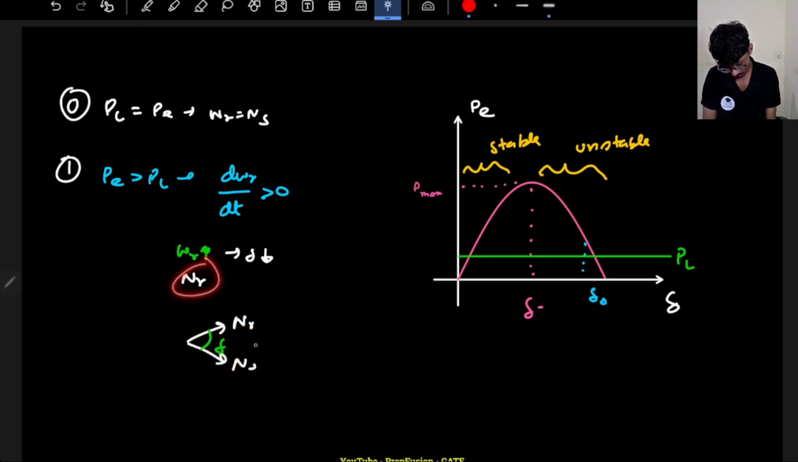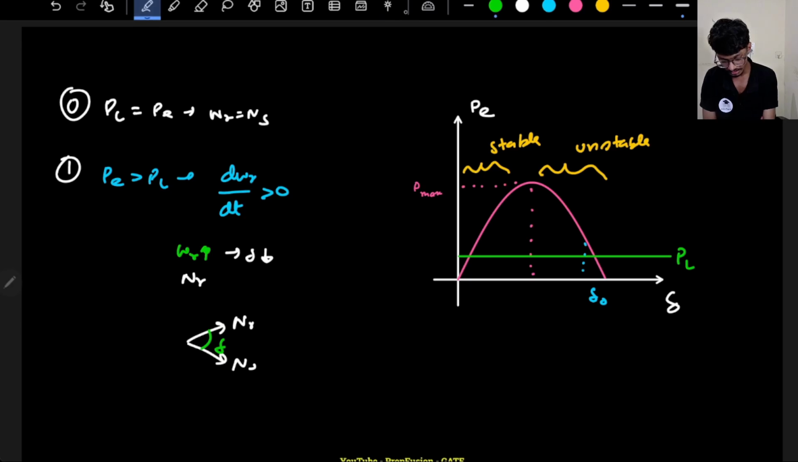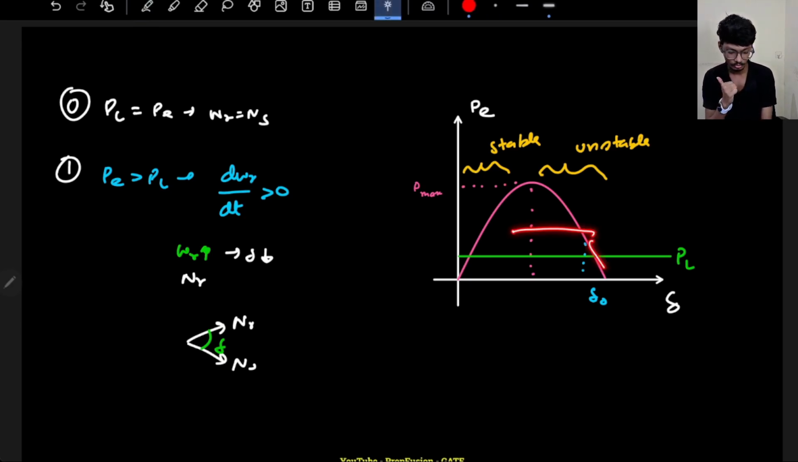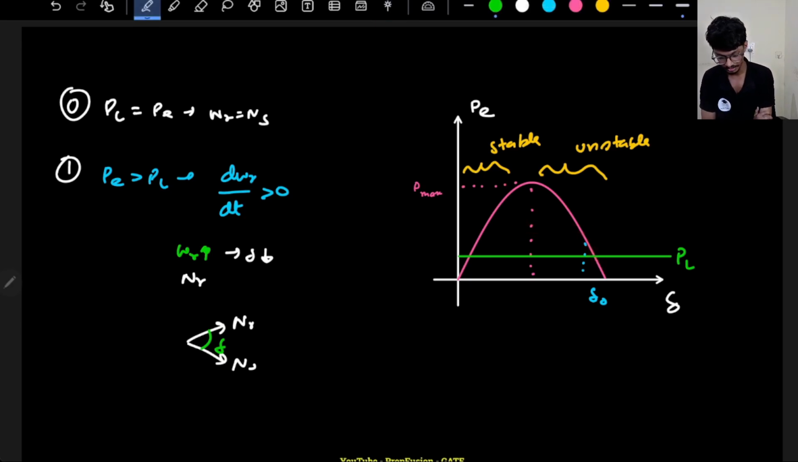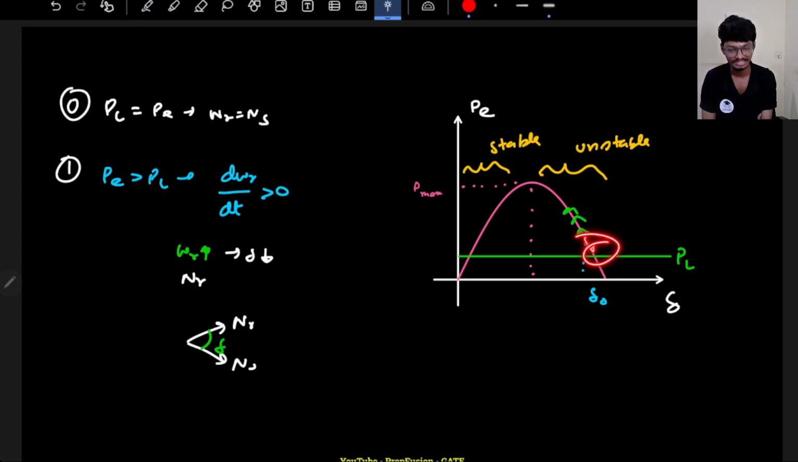So delta will reduce. What can I say? I can say delta is reducing. Delta reduces means it will go backwards. It will not go here, right? Delta reduces, so it will go here. So basically from here I can understand that this region is actually unstable. It is not trying to reach stability.